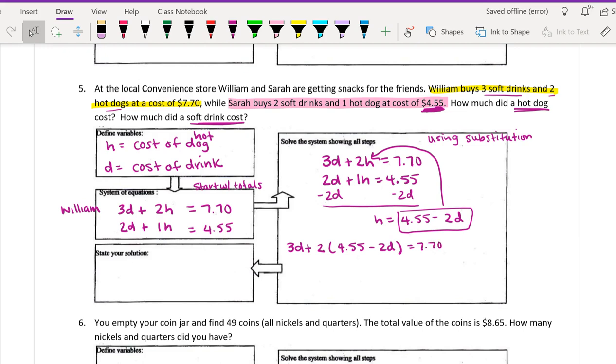Okay, so then we're going to get 3D plus, let's see, 910 minus 2D. Nope, sorry, forgot to distribute. That's a common mistake. Make sure we're distributing all the way throughout. So 2 times negative 2 is negative 4D is equal to 770. So we're going to go ahead and combine our like terms. So here's my 3D and negative 4D is negative 1D. I'm going to subtract 910 from both sides.